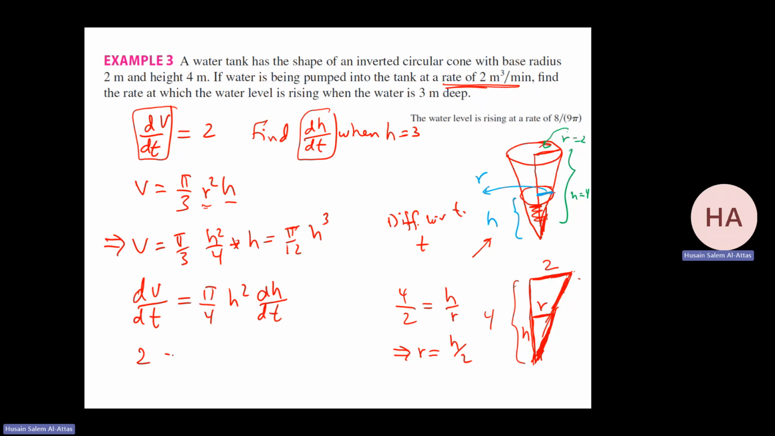This is 2 equals pi over 4. h is what? 3. That will be 9. dh by dt, this is what I'm looking for. So this is given. This is given. Find dh by dt. dh by dt will be what? Will be 8 over 9 pi. Which is this one? 8 over 9 pi.